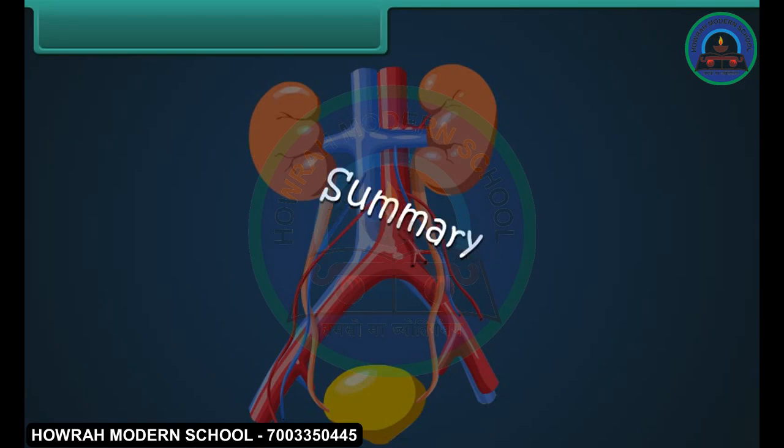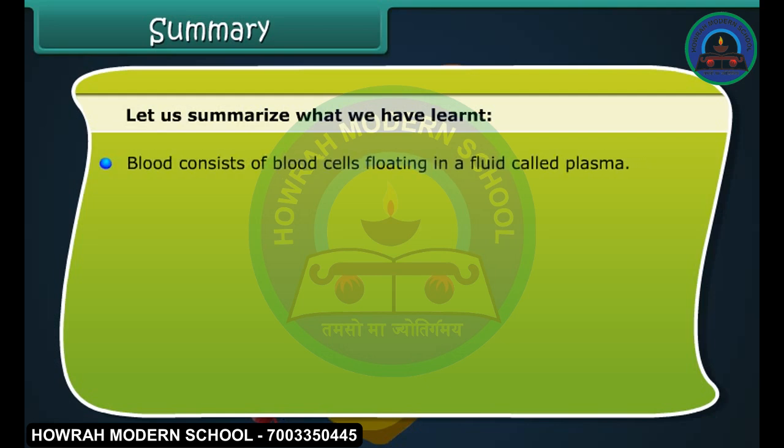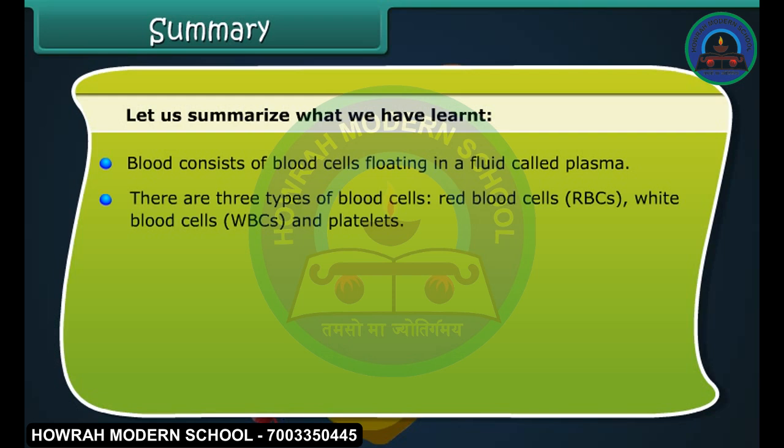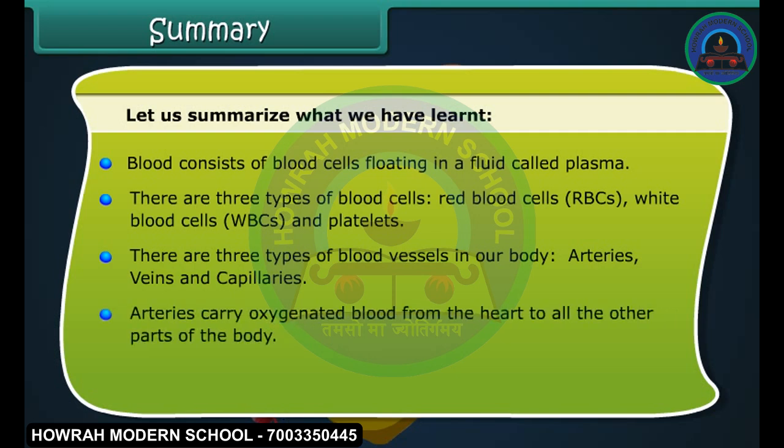Summary. Let us summarize what we have learned. Blood consists of blood cells floating in a fluid called plasma. There are 3 types of blood cells: red blood cells, RBCs, white blood cells, WBCs, and platelets. There are 3 types of blood vessels in our body: arteries, veins, and capillaries. Arteries carry oxygenated blood from the heart to all the other parts of the body.